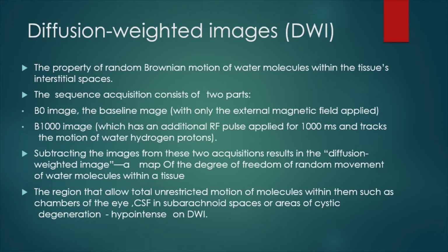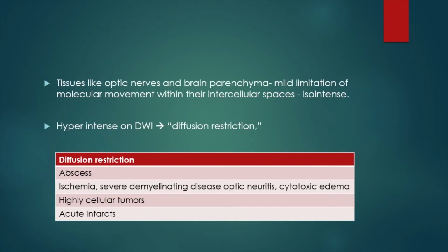The regions that allow totally unrestricted motion of molecules within a closed chamber, like the eye and CSF in the subarachnoid space or areas of cystic degeneration, would appear hypointense. And when the motion is restricted, then it would appear hyperintense on diffusion weighted image.